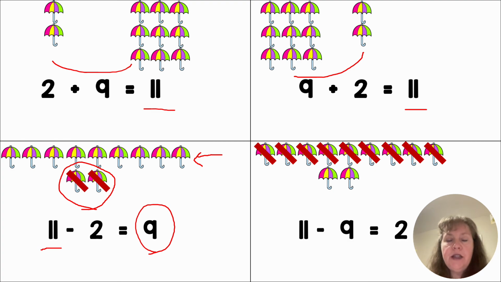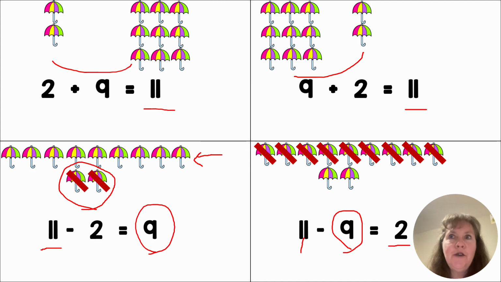And then we can do the reverse here. We can start with our 11 still, right? We're still starting with that 11, but this time we're going to take away 9, and then we are left with 2.